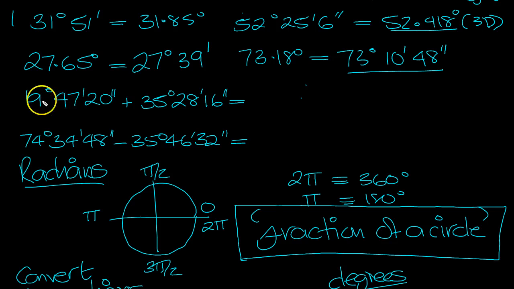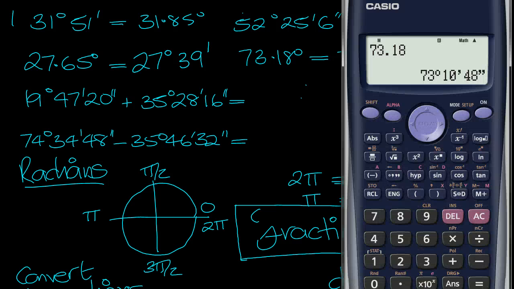So we'll use the calculator. If we want to add up these, for example, just tap them in. 19 degrees, 47 minutes, 20 seconds, plus 35 degrees, 46 minutes, and 32 seconds equals, that was minus, wasn't it? And it looks like 55.